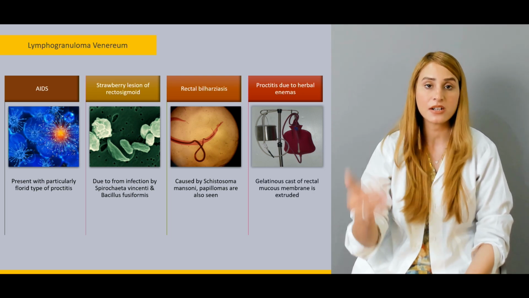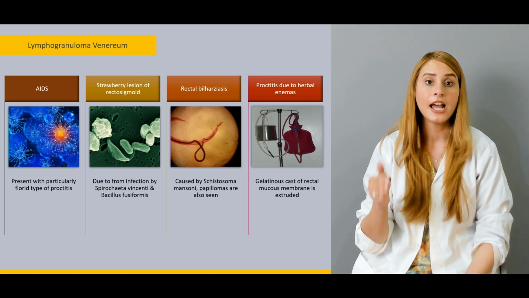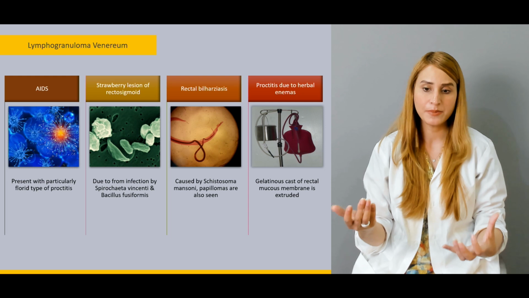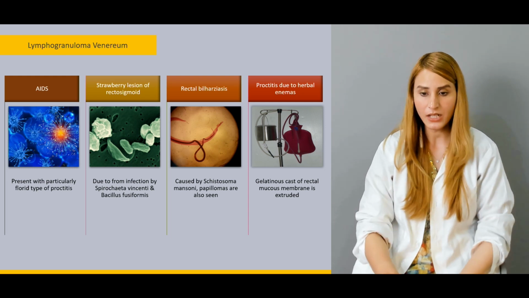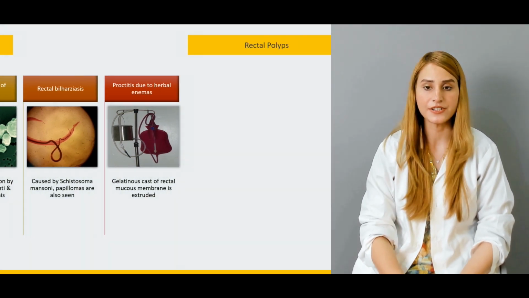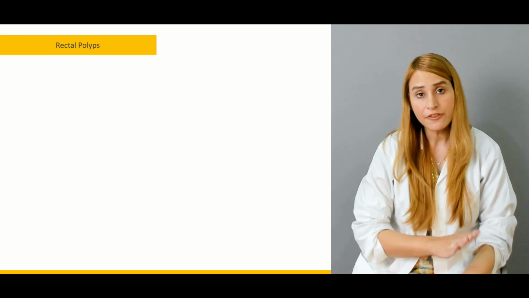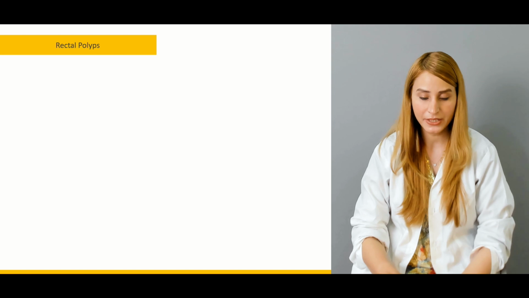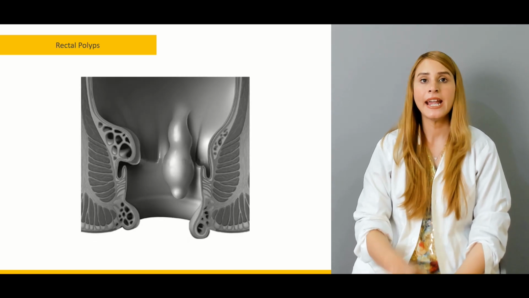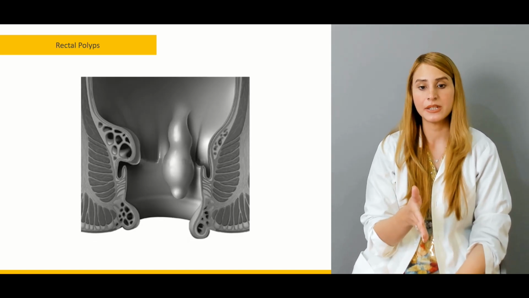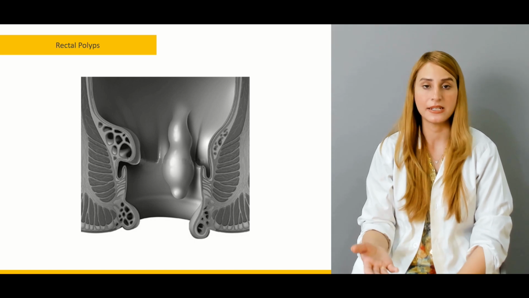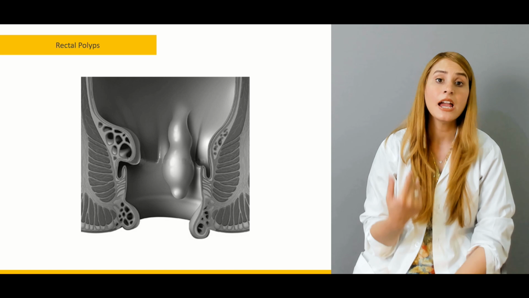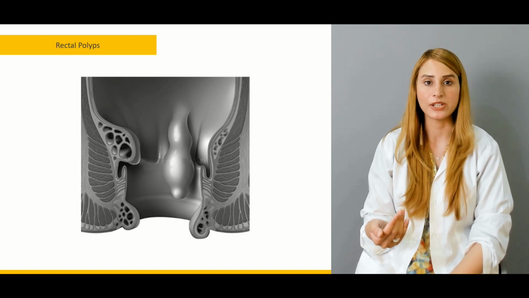And in case of the proctitis due to hemolytic anemias, the mucous membrane is extruded because of the gelatinous cast. And there's another important entity, which is the rectal polyp, and this is very common in young children. The polyps can be isolated, they can be edematous, adenomas, tubular, villous, or hyperplastic polyps.